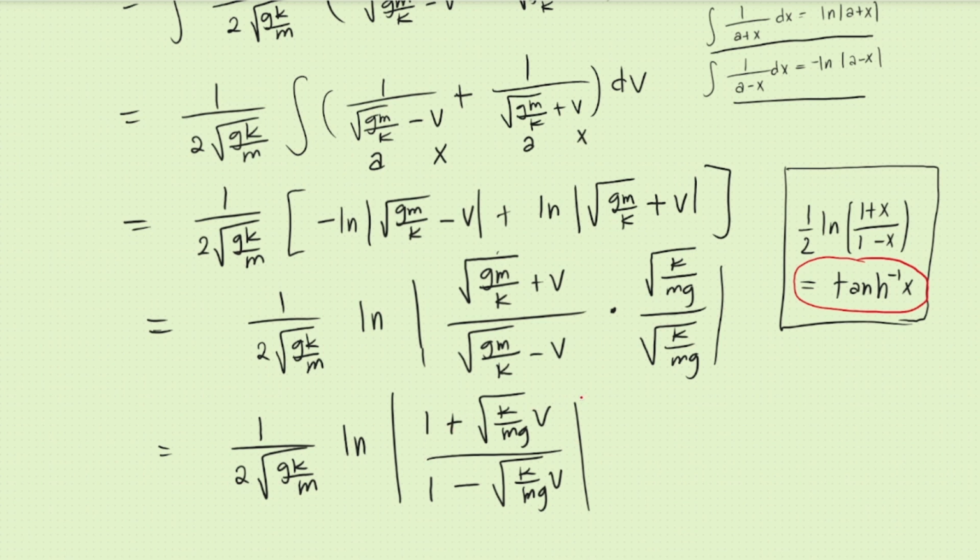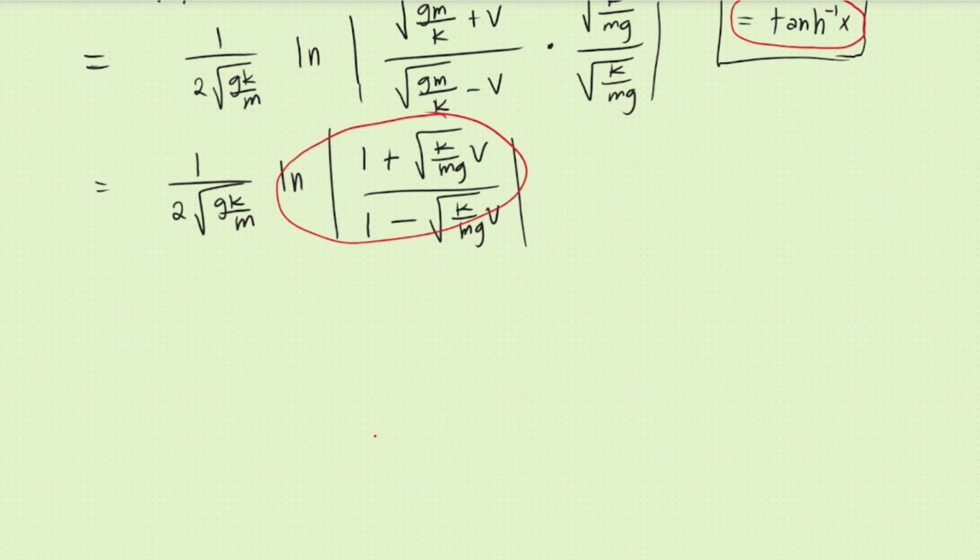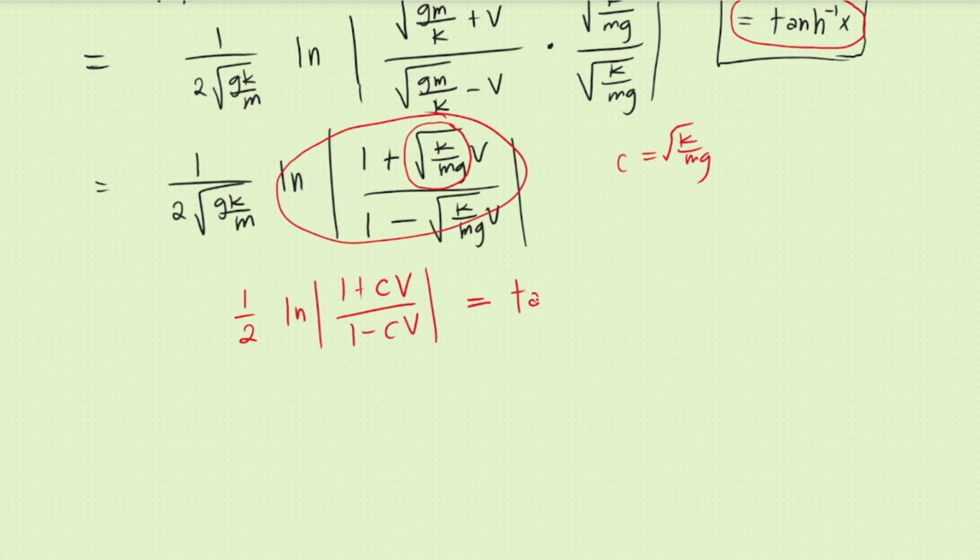we're going to prove first that 1/2 of ln of 1 plus cv over 1 minus cv, our c being square root of k over mg. For the meantime, we're going to use c because it takes too much effort to write the term square root of k over mg. So we're going to prove that this is equal to the inverse hyperbolic tangent of cv. Okay?